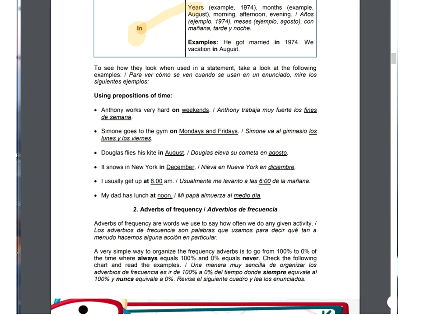We continue with the preposition in. I use in for years, months, and we have some examples.